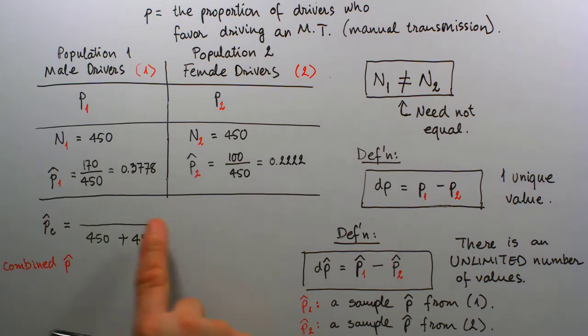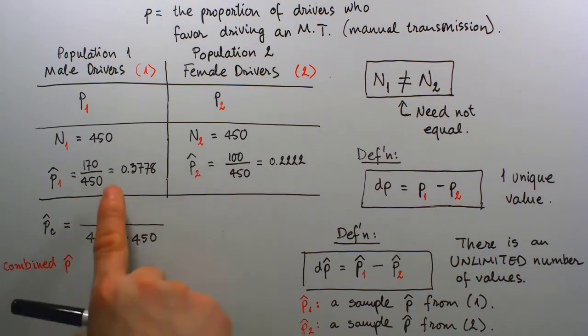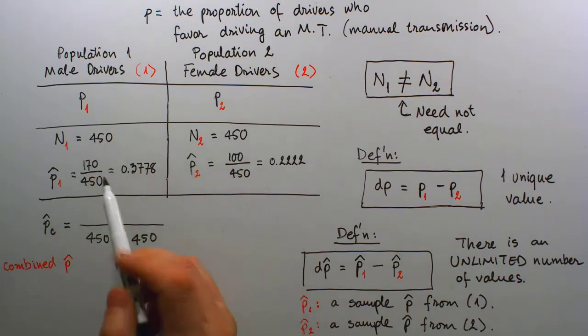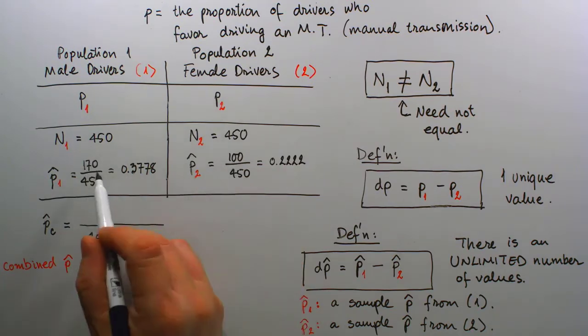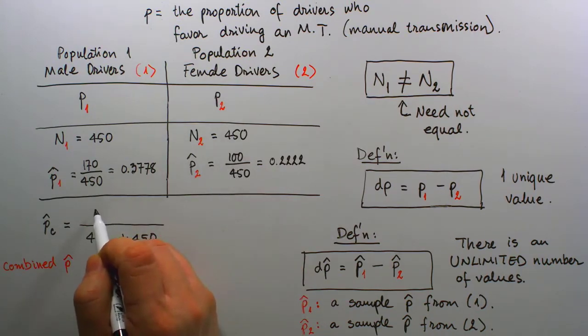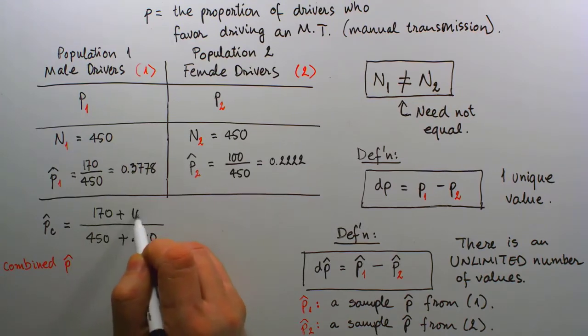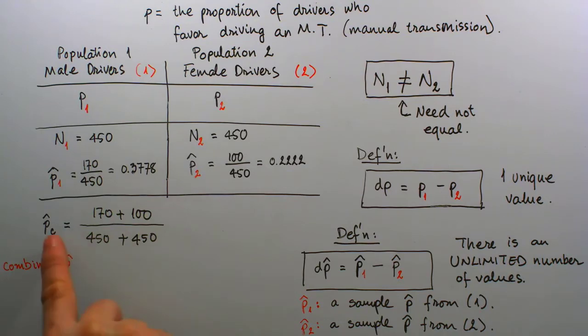Once we have mixed everybody together and combined the two samples, then of course their success counts, 170 from the male driver sample and 100 from the female driver sample, will also be mixed together and totaled up. So in the numerator of my p hat c, I have 170 plus 100. And that is how I calculate the p hat c value.